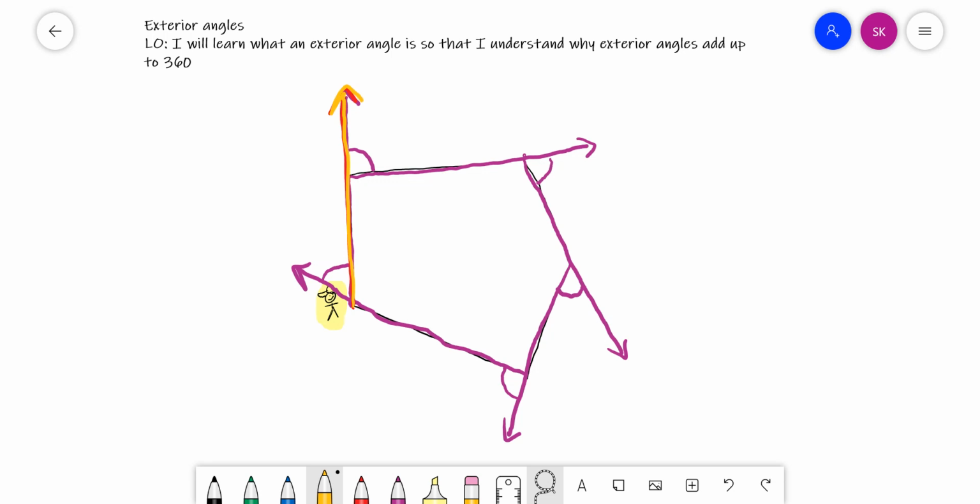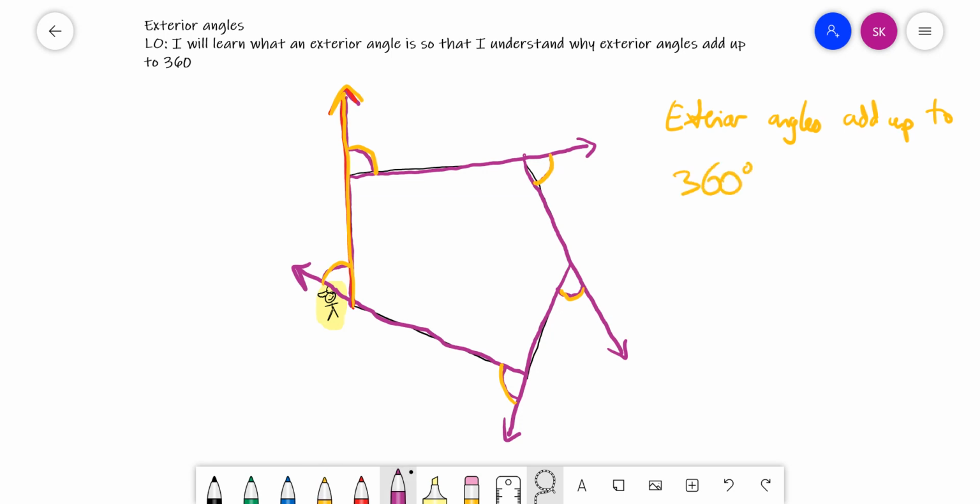What do you notice about each of these angles? Hopefully you've spotted that each of these angles is an exterior angle. Now, if overall he started off facing over there, and he turned, and he turned, and he turned, and he turned, and then he turned, overall it's like he's done a full turn. And the exterior angles that he has turned add up to 360 degrees.